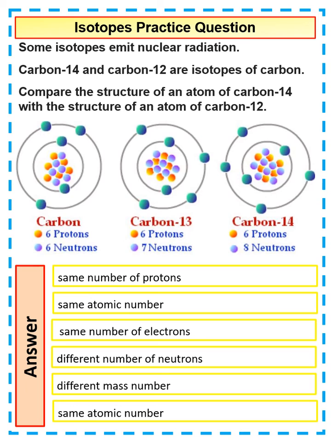And finally, they'll have the same atomic number. I've put that twice because it's important to remember that they do have the same number of protons. So they're just a few key things to think about if you are comparing isotopes of an atom together.